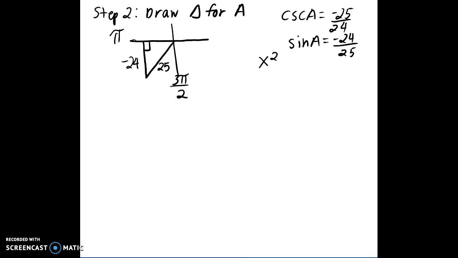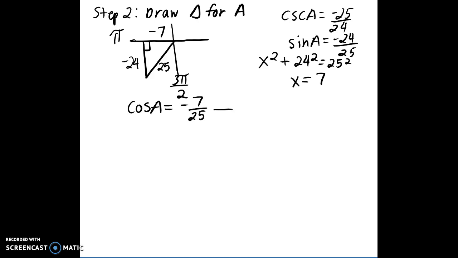Find that missing side. That might mean doing a little Pythagorean theorem off to the side. And when you do that, you're going to get x is 7. Now because it's going to the left, it's going to be -7. Now in this case, we just want cosine of A. That shows up in all three identities. Cosine A is -7/25. This is all you need for the half angles. And usually I separate these from the other two in a triangle problem anyway.